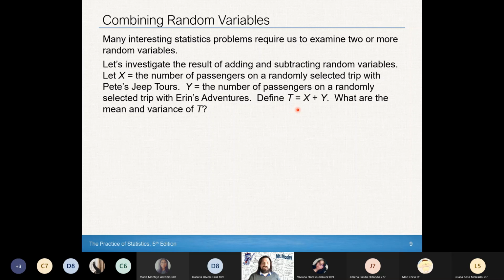We're going to define t as x plus y. So in other words, t is the total number of passengers between both tour companies on any given randomly selected day. What are the mean and variance of t? There's a reason why we're doing variance and not standard deviation. We'll talk about that in a moment.